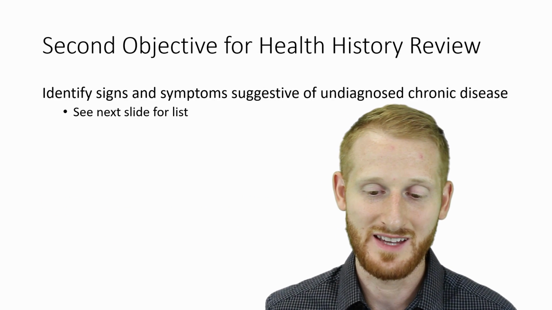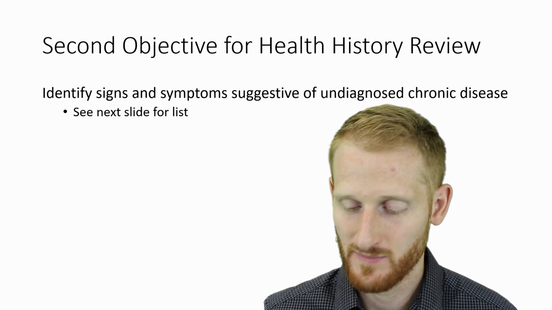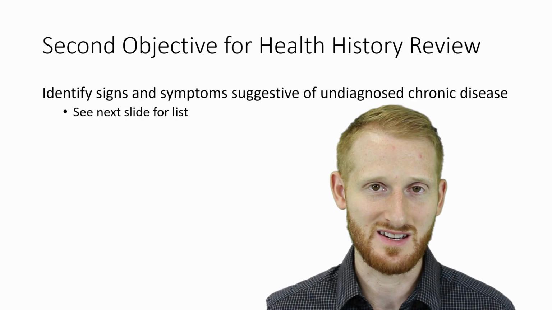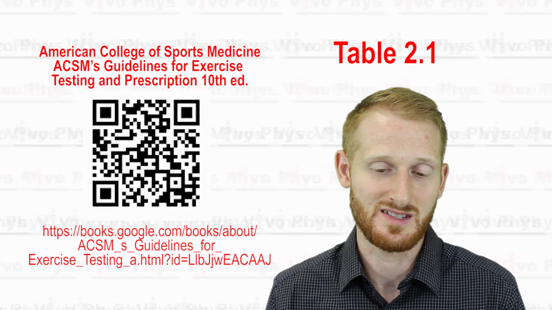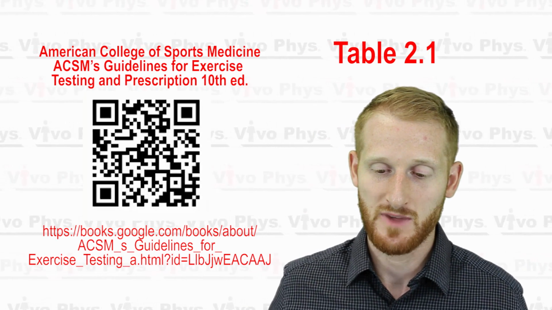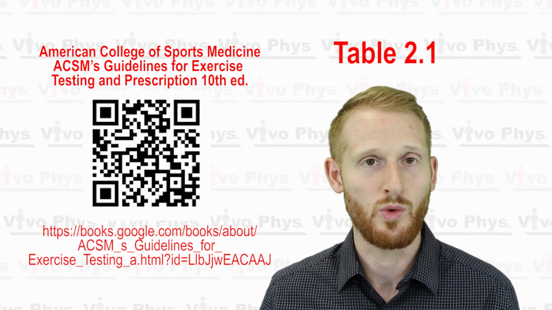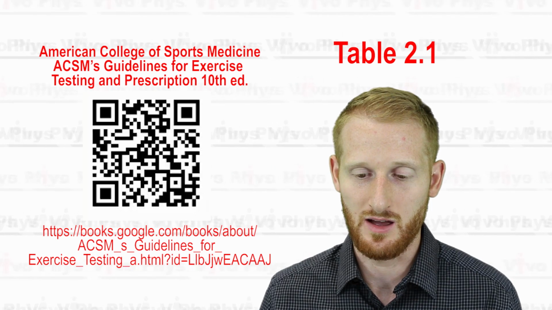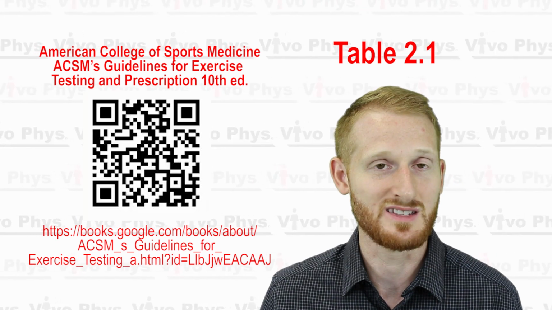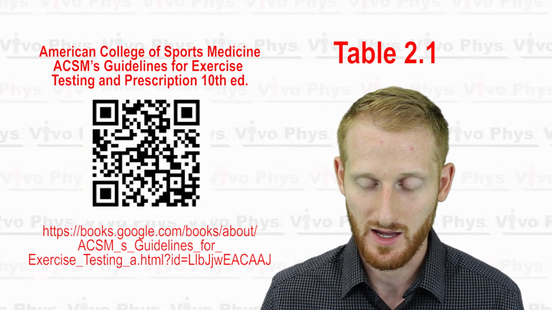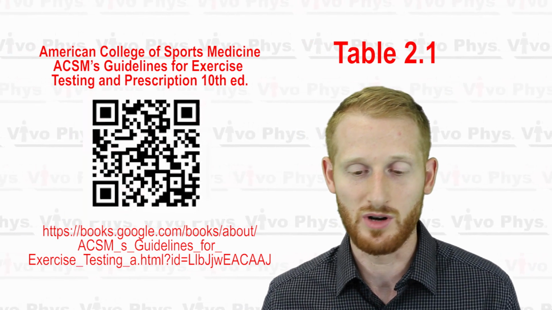Objective 2 is to identify the signs and symptoms that are suggestive of disease that is undiagnosed. Basically the signs and symptoms of those same diseases we just talked about. If somebody says they don't have a disease, you need to look for the signs and symptoms to see if maybe they do and just don't know it yet. The information I'm going to be talking about here is in table 2.1 in the Guidelines for Exercise Testing and Prescription, 10th edition. So make sure that you get this book out right now and look over this with me. If you're trying to figure out what book I'm talking about, you can scan the QR code and it will show you the book I am talking about.